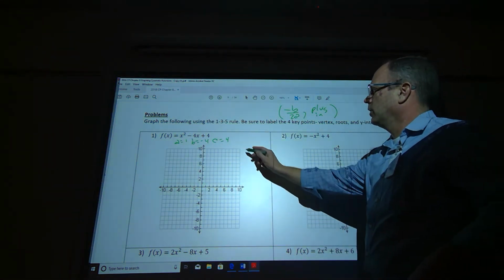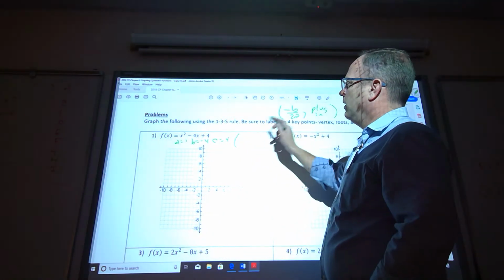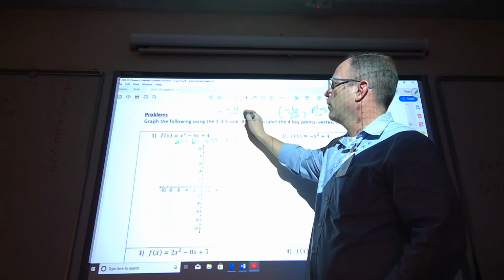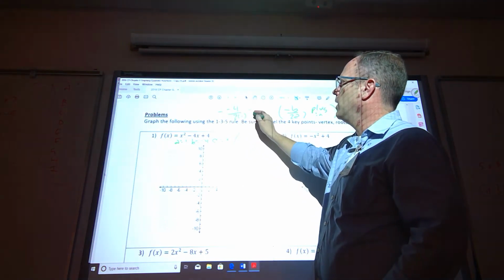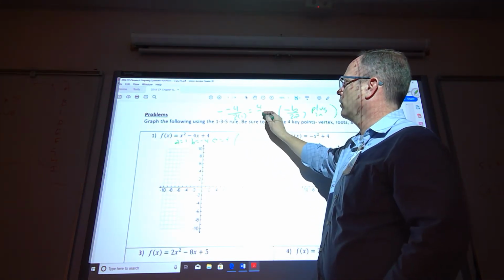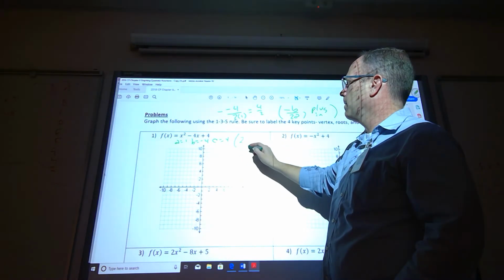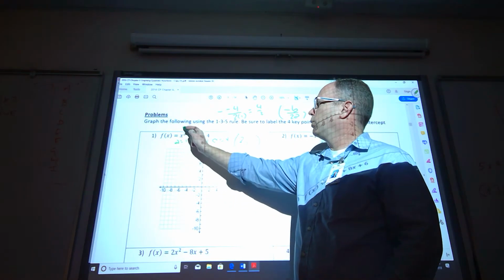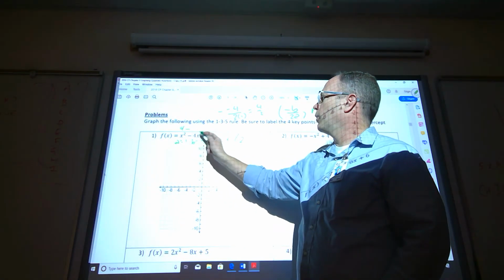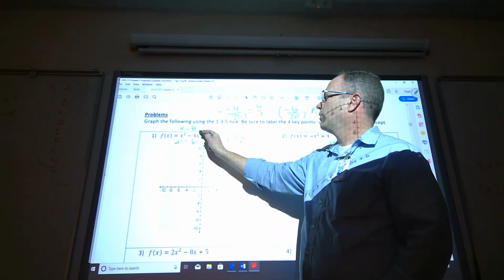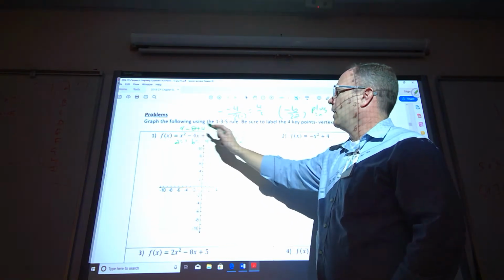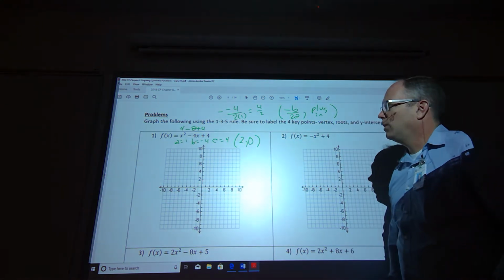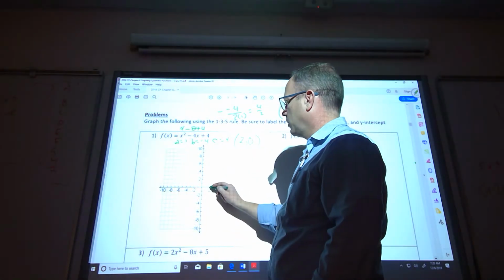So my vertex is going to be at negative 4 over, so negative 4 over 2 times my a value, which is 1. So negative is positive, so I get 4 over 2, and that reduces to 2. Okay, if I take 2 and I plug 2 into our equation, I get 2 squared, which is 4, minus 4 times 2, which is 8, plus 4. So it looks like I get 4 plus 4 is 8, minus 8 is going to be 0. So I have a vertex of 2, 0. So 2, 0 is right here.